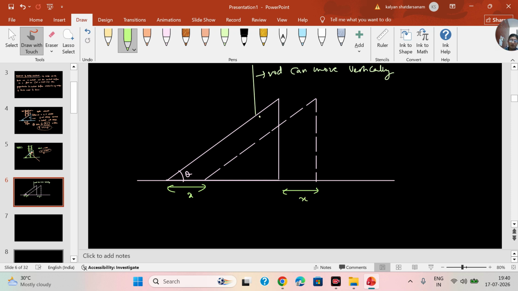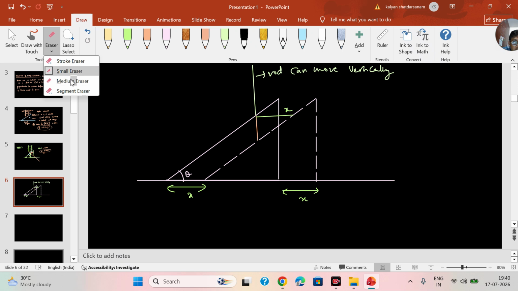Now, if the rod is to remain in contact, the rod must come down exactly by this distance. Otherwise, the contact will not be established. This distance, and the horizontal distance was x. This distance was x. I showed this distance x here also. I'll take a bigger eraser. I showed the x here also, the wedge move, and here also.